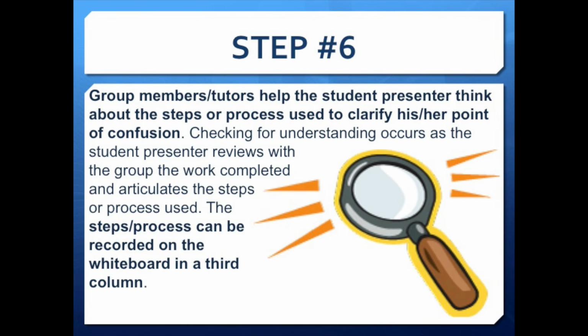Step 6. The group members and tutors help the student presenter think about the steps or process used to clarify his or her point of confusion. Checking for understanding occurs as the student presenter reviews with the group the work completed and articulates the steps or process used. The steps and process can be recorded on the whiteboard in the 3rd column all the way to the right. So the first column is your point of confusion, the middle column on the whiteboard will be your notes, and the 3rd column on the right will be your steps.